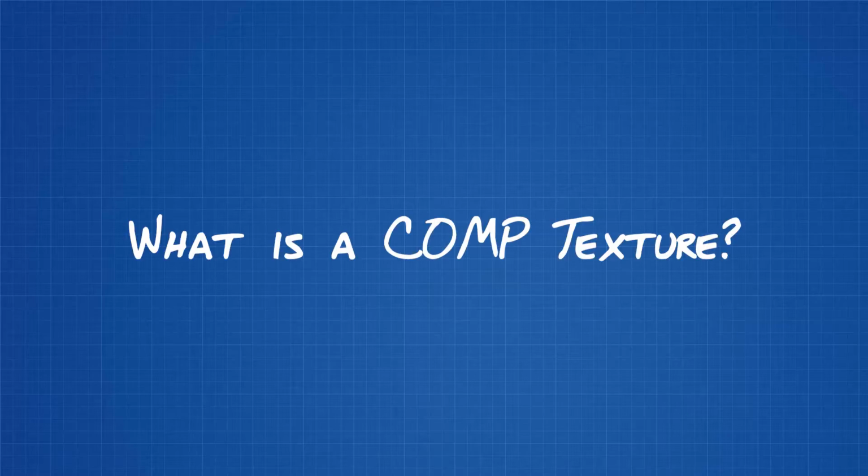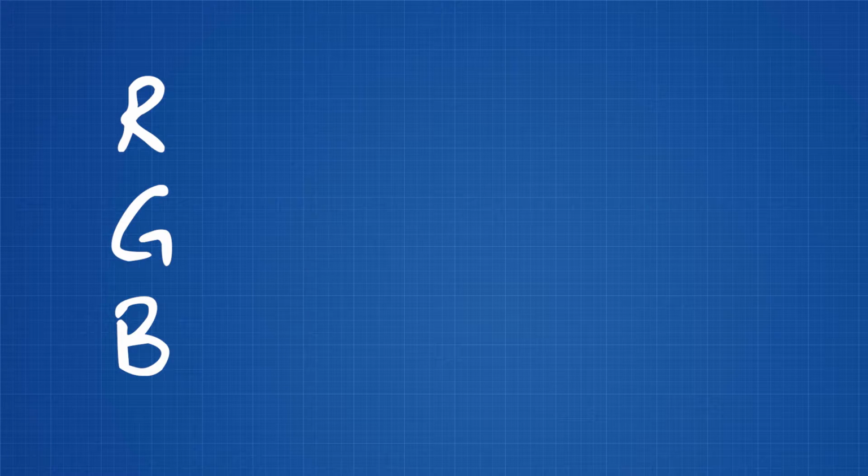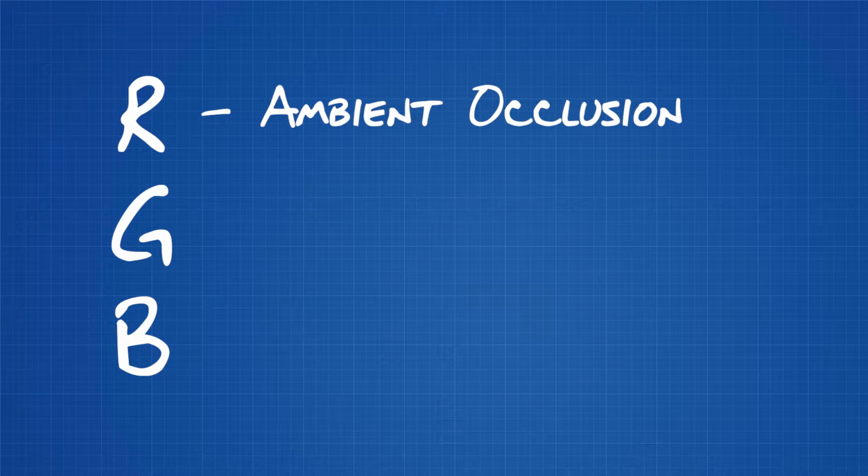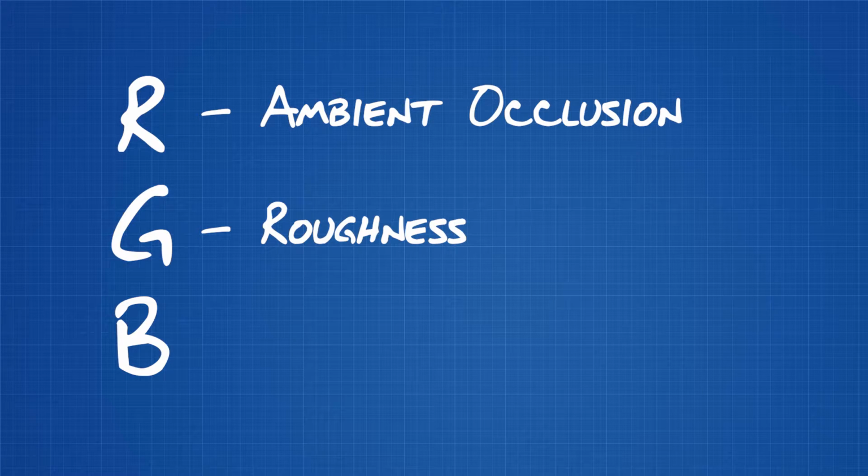Now, what does a comp texture consist of? Well, a comp texture normally consists of 3 of those PBR materials. And those materials are loaded into the color channels of a single material. So you have a red channel, a green channel, and a blue channel in your standard image. Well, the red channel receives the AO map, the green channel receives the roughness map, and the blue channel receives the metallic map.